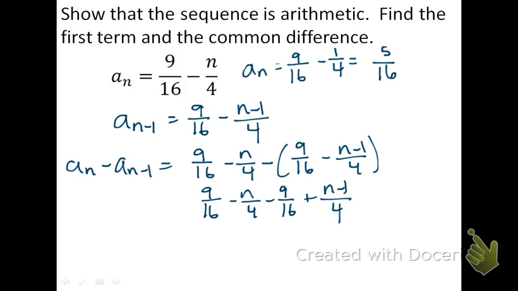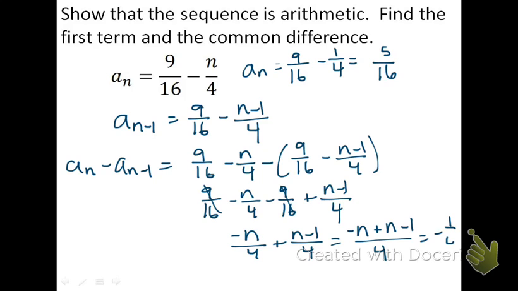Okay, so we have 9/16 minus 9/16, so that part goes away. And we have negative n over 4 plus (n minus 1) over 4. We have a common denominator already, so we have (negative n plus n minus 1) all over 4, which gives us negative 1/4. So anytime we take one term from this sequence and subtract the term before it, we're going to get negative 1/4. So that is our common difference.